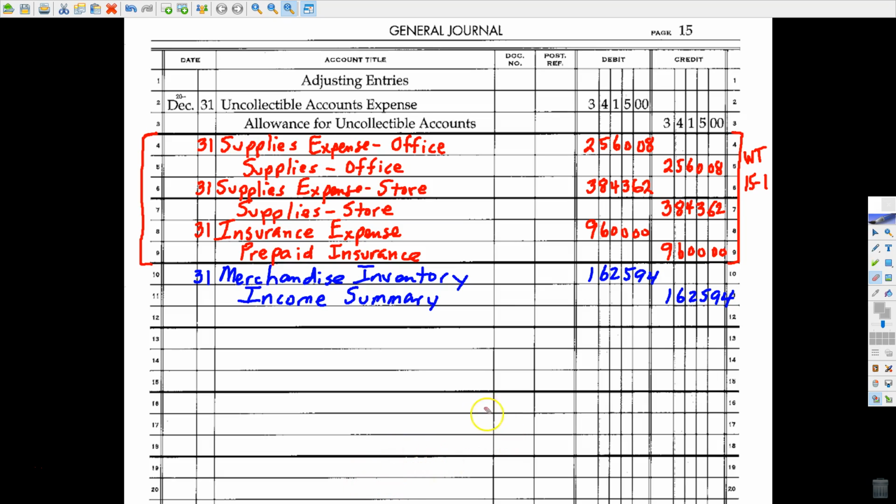Now let's do adjustment number 2. All right, so if you want to read along with me so you'll understand where this information is coming from.